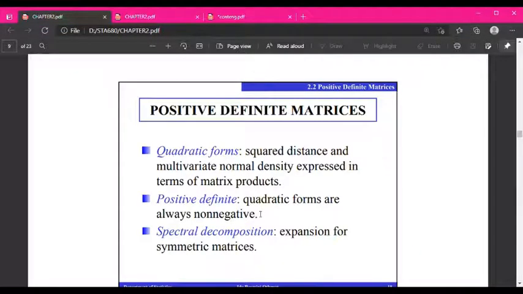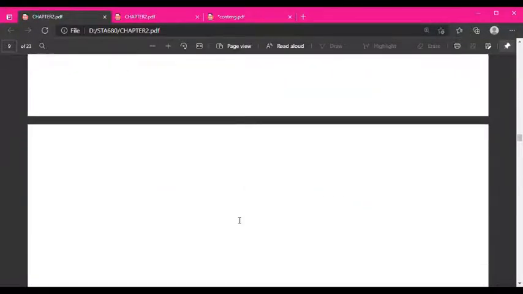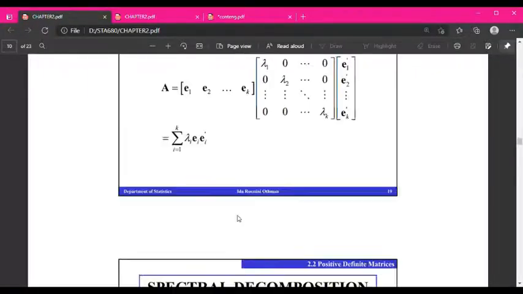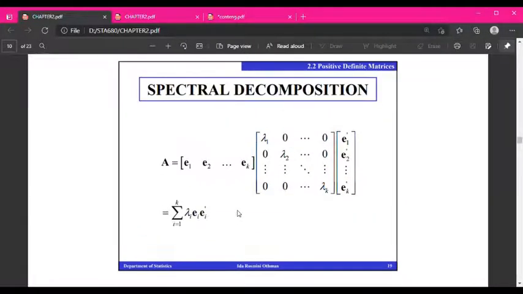Alright, so once we have the eigenvalues, we can create the spectral decomposition. We can create the spectral decomposition of a matrix, which is, okay, the spectral decomposition notation is A, which is the summation of the eigenvalue multiplied by the normalized eigenvector multiplied by the transpose of the normalized eigenvector.